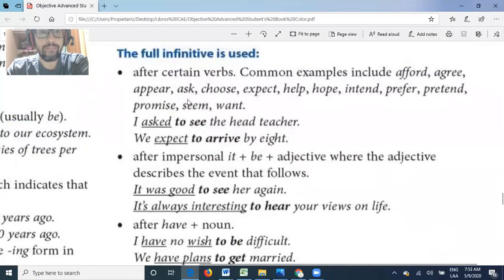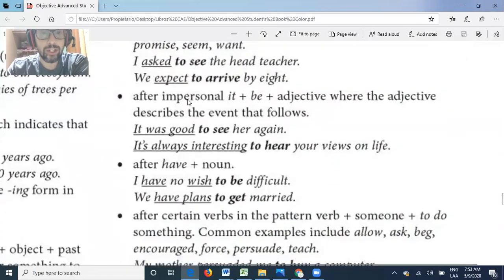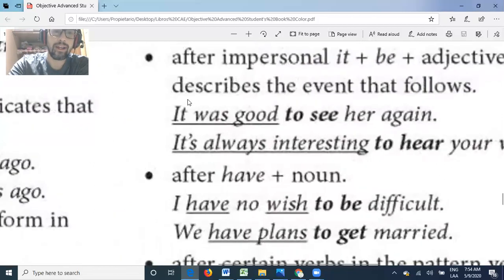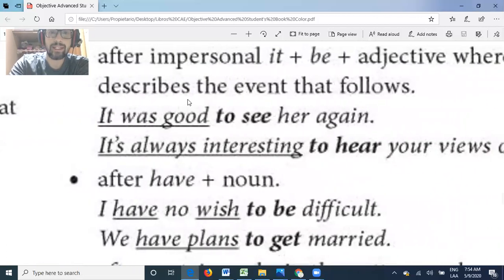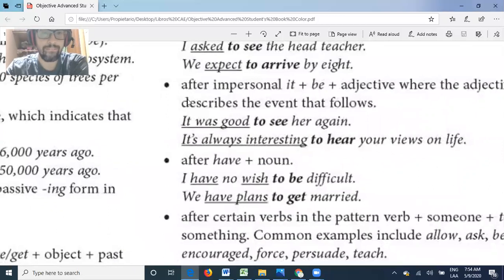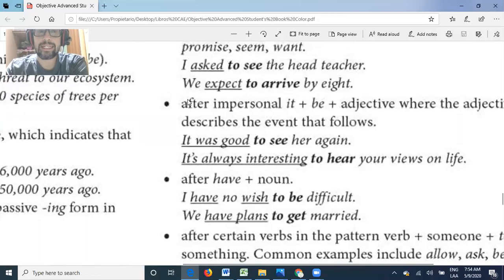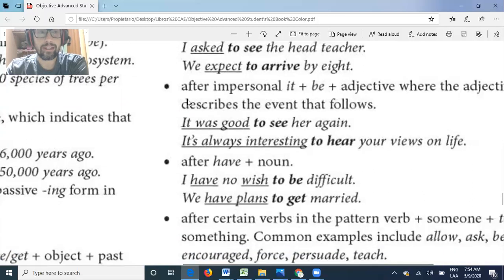Also, we use the full infinitive after impersonal it plus be plus adjective, where the adjective describes the event that follows. For example, it was good to see her again, right? So we have here it, verb to be, in this case in the past tense, was, the adjective good, so we use the full infinitive. Or it's always interesting to hear your views on life. Okay, so after this formula, we use the full infinitive.